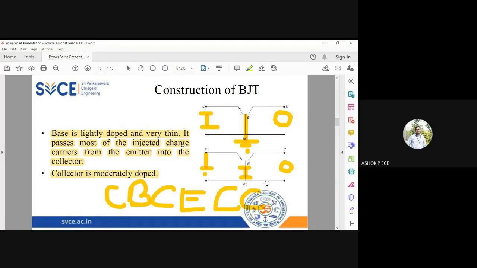Okay. Last case, common collector. What happens in common collector? In common collector, the collector is grounded. Correct. What is the input? What is the output? Of the two terminals, which can act as input and which can act as output? Base is input, sir. Why can't the emitter be the input?